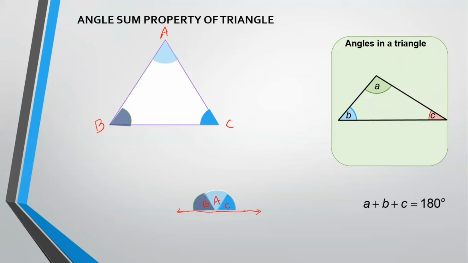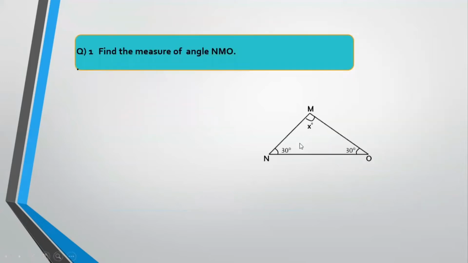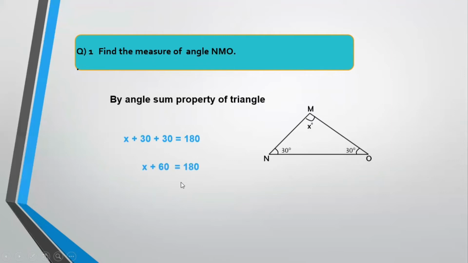Let us now solve problems based on the angle sum property of a triangle. So in this figure, you can see a triangle MNO. You are asked to find the angle NMO, which is lettered X over here. So to find the angle, let us use that the sum of the angles of a triangle is 180 degrees. So by angle sum property of a triangle, we get x plus 30 plus 30 is equal to 180. We add all the three angles of a triangle. 30 plus 30 is 60. X plus 60 is equal to 180.